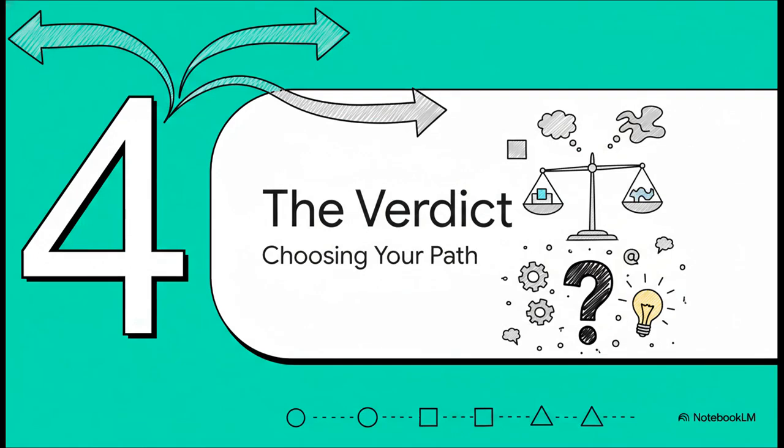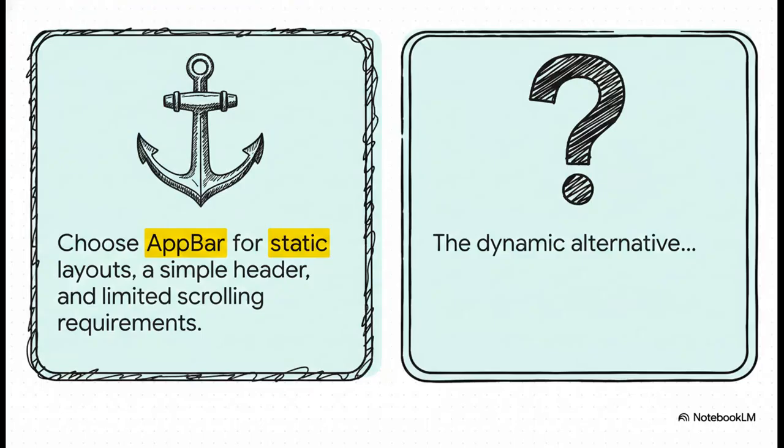So we've seen the comparison. Now it's time for the verdict. This is the moment where you get to decide which path is the right one for your project. And listen, there's no single best answer here, only the best choice for what you specifically need to do. Let's make this crystal clear. You should absolutely choose the AppBar path when your layout is static, when you just need a simple header that's always visible, and when your users aren't going to be doing a ton of scrolling. It's the definition of functional elegance.